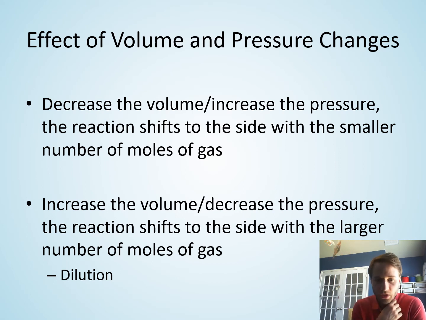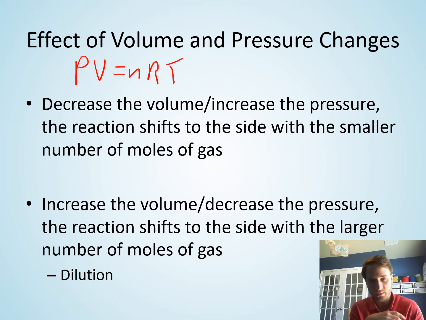Okay. So this is most important with gases. So if I have a gas, and I decrease the volume or increase the pressure, remember in our ideal gas law, PV equals nRT, as volume increases, pressure decreases, as volume decreases, pressure increases. And so if I decrease the volume or increase the pressure, either one of those things, the reaction is going to shift to the side with fewer moles of gas, okay?